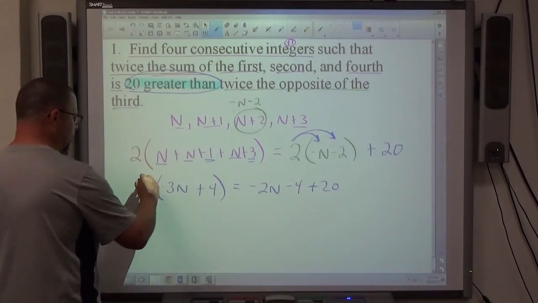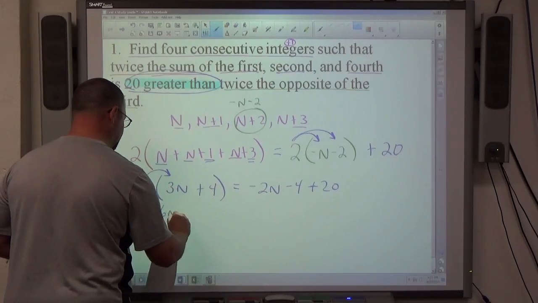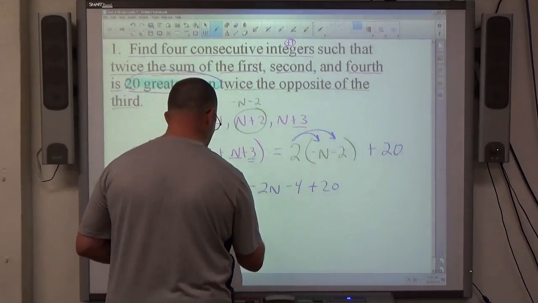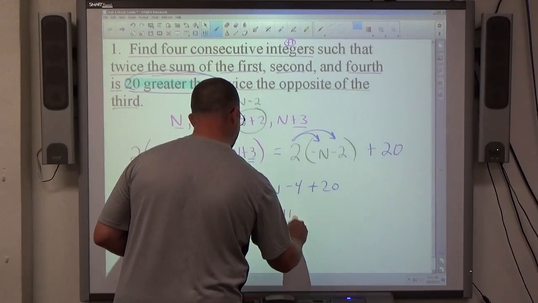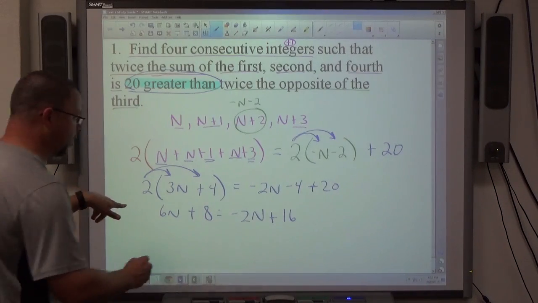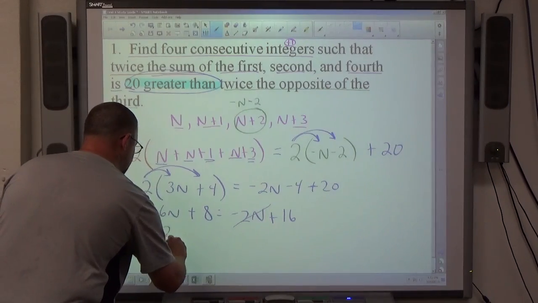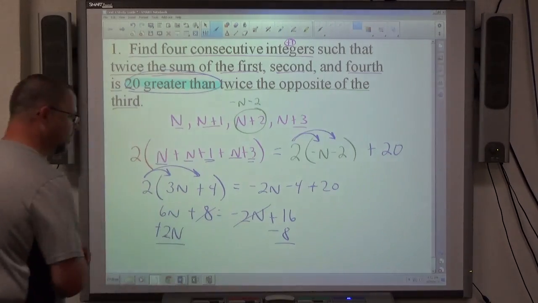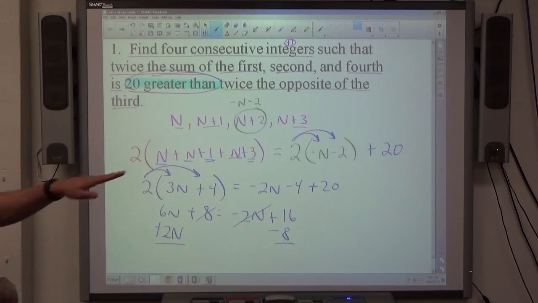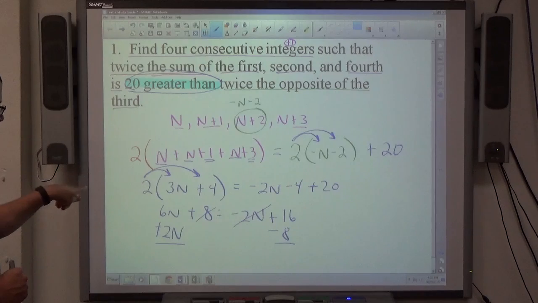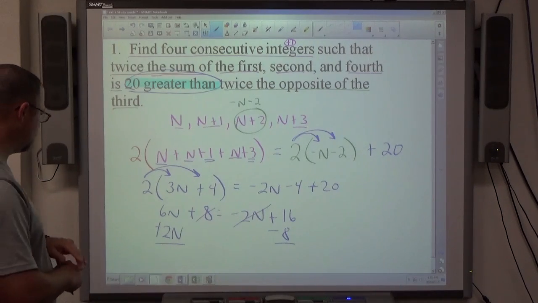At this point I distribute here. 2 times 3n is 6n. 2 times 4 is 8. Over here, combining like terms, I get negative 2n plus 16. So what's left to do to solve is I've got to get n on the left and numbers on the right, or vice versa. As long as they're on opposite sides, it doesn't matter which side you decide to move things to. 2n becomes positive, 8 becomes negative. Those are the 2 things I moved. The 6n and 16 didn't move, they stayed what they were.